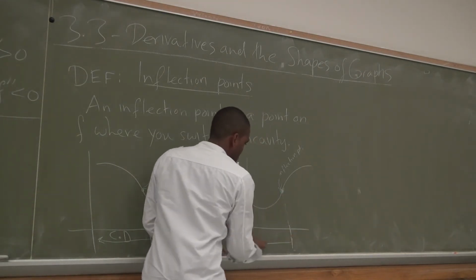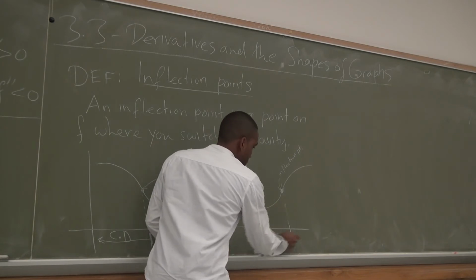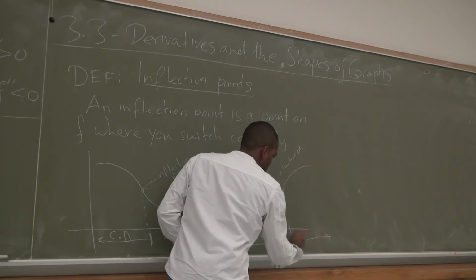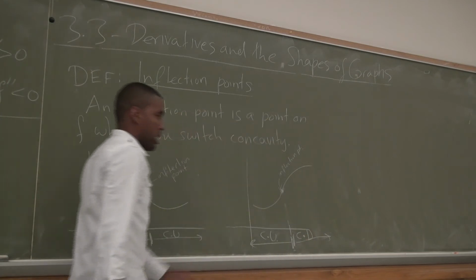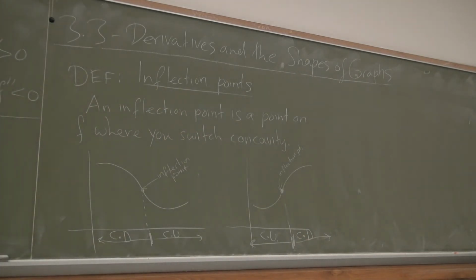Here, I was concave up. I passed this point, and then suddenly I'm concave down. I call that point an inflection point, right? What if there's a line that is just a straight line before it changes?